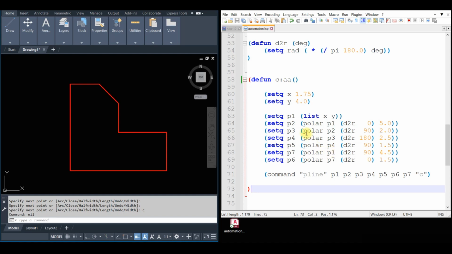So the summary is, try to understand polar coordinates and their calculation and learn how to use them. Your life will be much easier as a CAD customization programmer.